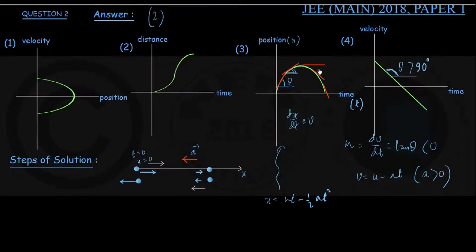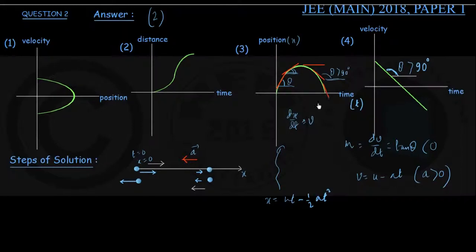It means theta is 0 degree, tan theta is 0, the slope is 0, velocity is 0, the particle has come to stop momentarily. Little after that, consider this tangent. This is making an angle with the time axis that is an obtuse angle. Therefore, tan theta is negative. V negative means particle has reversed its motion. It is now moving in the minus x direction with a small velocity.